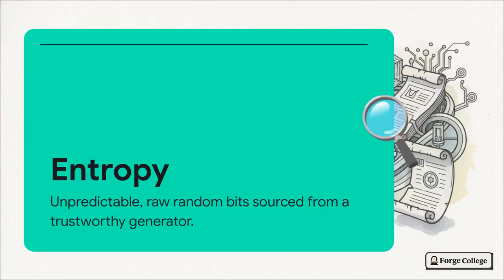Moving right along to Section 2, decoding entropy and mnemonics, the science of randomness. Okay, let's peel back the curtain a bit and look at the actual technical mechanics of how this master key is forged. It all starts with this fundamental concept called entropy. Entropy is basically just unpredictable, raw, random bits, like a chaotic stream of ones and zeros, sourced from a highly trustworthy generator. This pure randomness is the secret input for your seed.